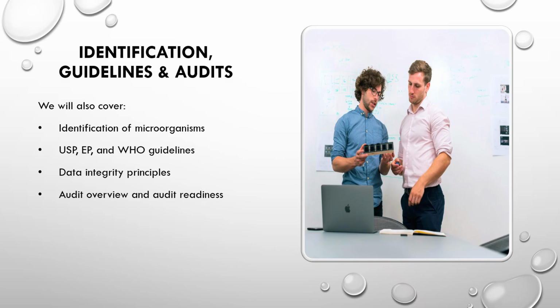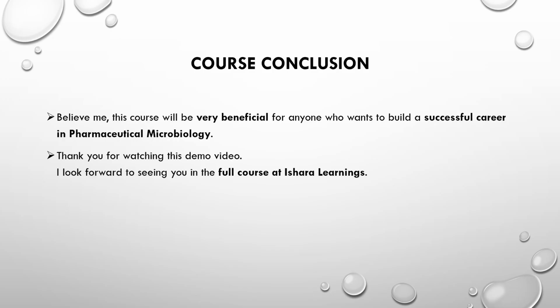So remember, microbial identification helps detect contamination, guidelines ensure global quality standards, data integrity protects reliable results, and audits confirm that everything is done correctly. All these steps are essential to ensure safe medicines for patients around the world. Before we end this session, think about something important. Every medicine that reaches a hospital, pharmacy, or patient has passed through strict microbiological testing and quality control.